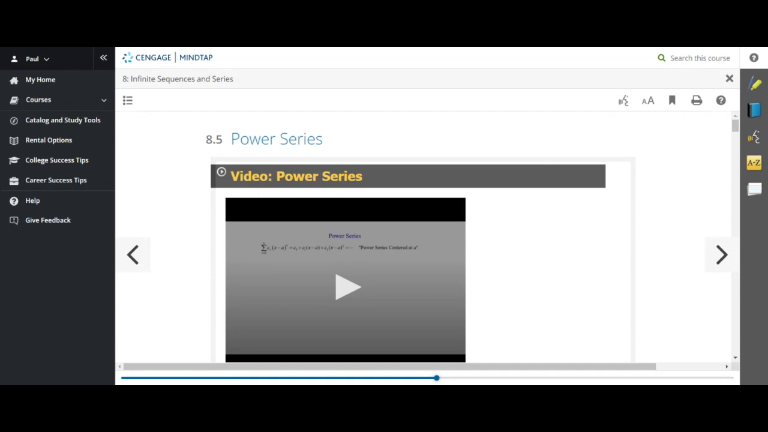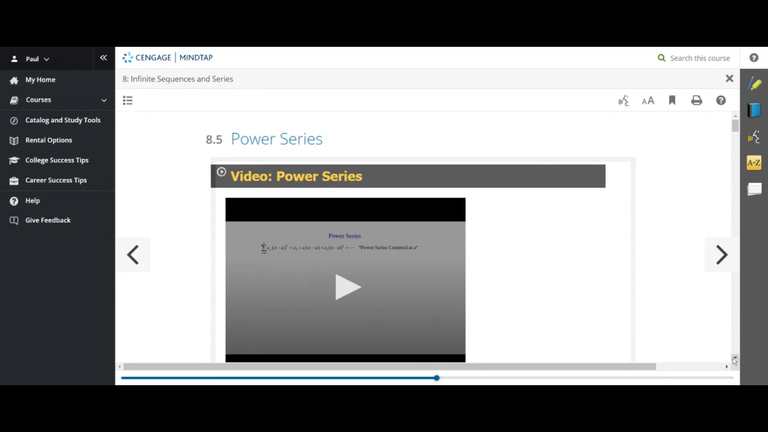In other words, like take the sine function. Could the sine function be written as a series? Okay. Could the cosine function be written as a series? Okay. Well, if they could, and they can, we call them power series. So what is a power series?